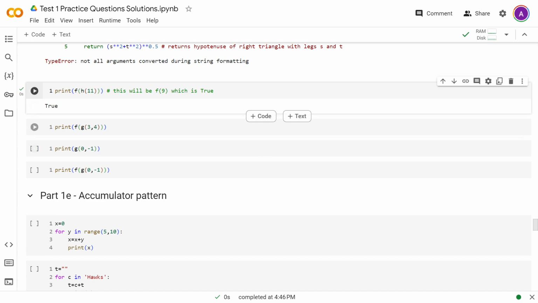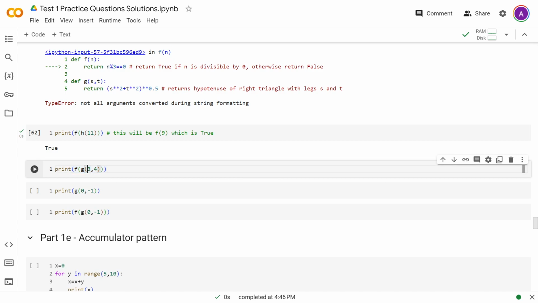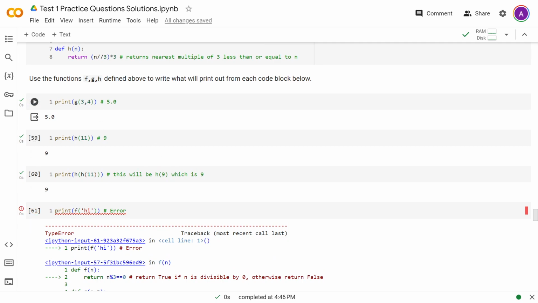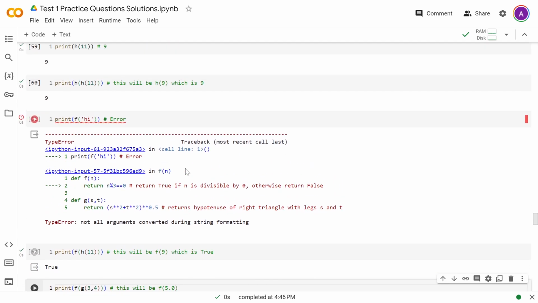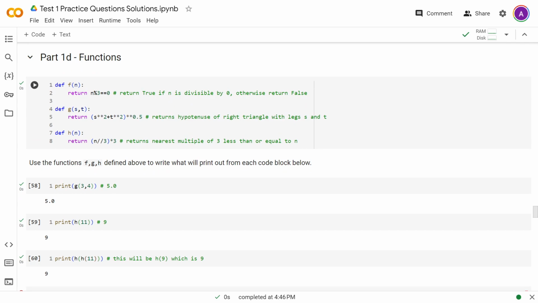All right, next one, f of g of 3, 4. So we have to first figure out what is g of 3, 4. So start inside the parentheses. We did do g of 3, 4 up here, and we figured out that was 5.0. So this will be f of 5.0. So we go to the f function, and put in 5.0 for n.